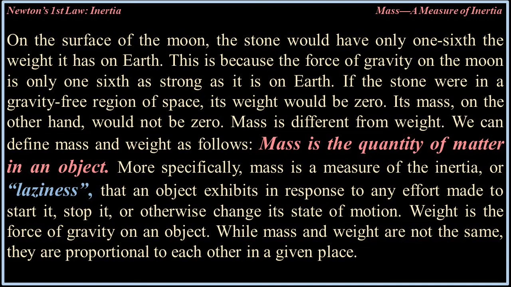Mass is different from weight. We can define mass and weight as follows. Mass is the quantity of matter in an object. More specifically, mass is a measure of the inertia or laziness that an object exhibits in response to any effort made to start it, stop it, or otherwise change its state of motion. Weight is the force of gravity on an object. While mass and weight are not the same, they are proportional to each other in a given place.